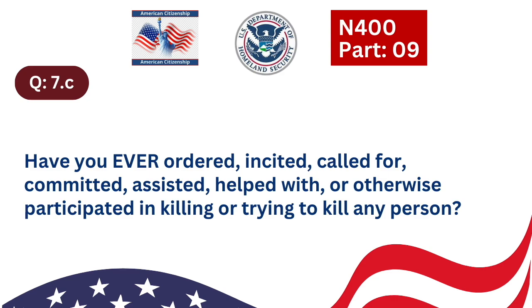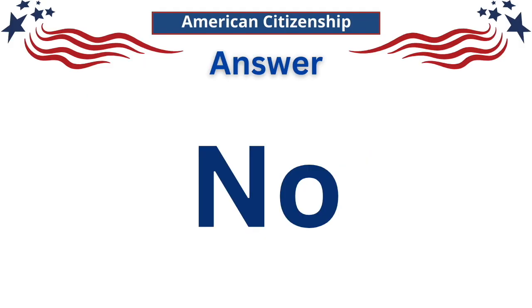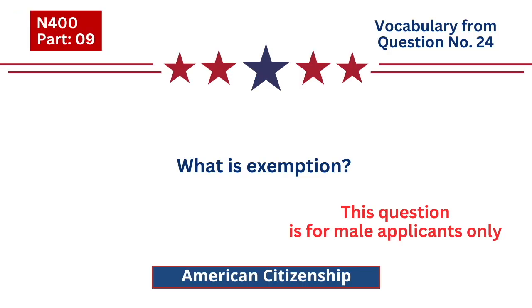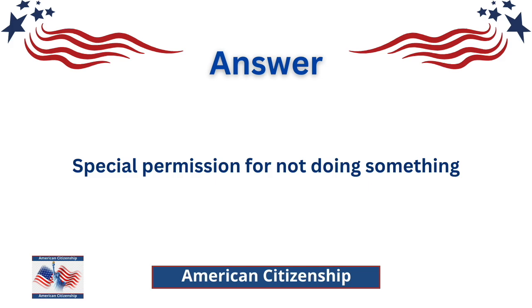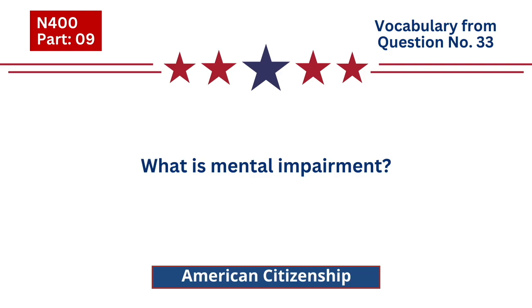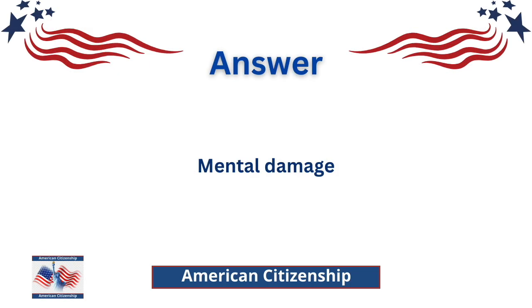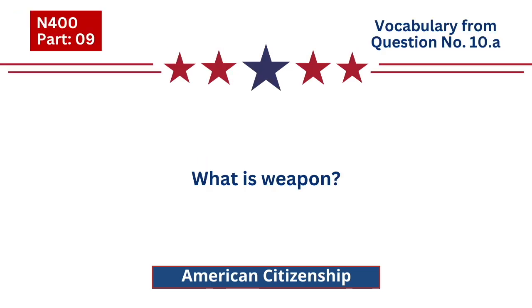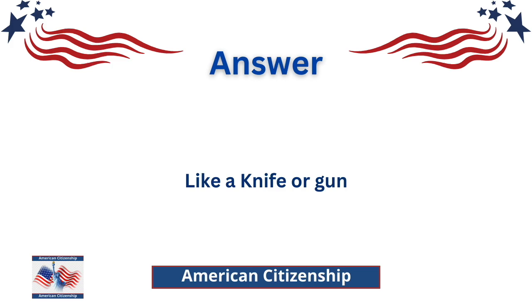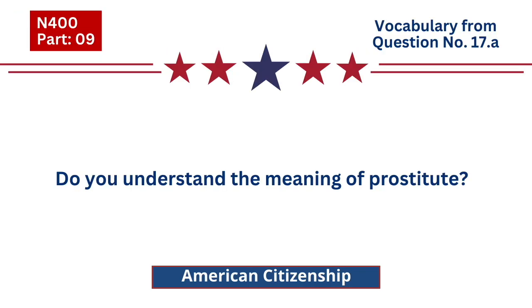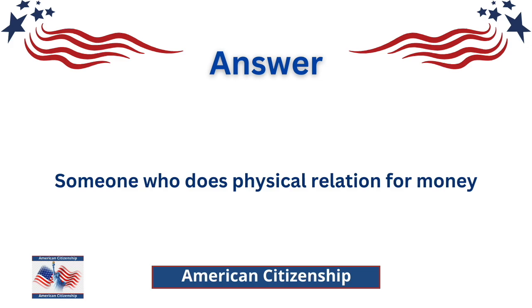Have you ever ordered, incited, called for, committed, assisted, helped with, or otherwise participated in killing or trying to kill any person? No. What is exemption? Special permission for not doing something. What is mental impairment? Mental damage. What is weapon? Like a knife or gun. Do you understand the meaning of prostitute? Someone who does physical relation for money.